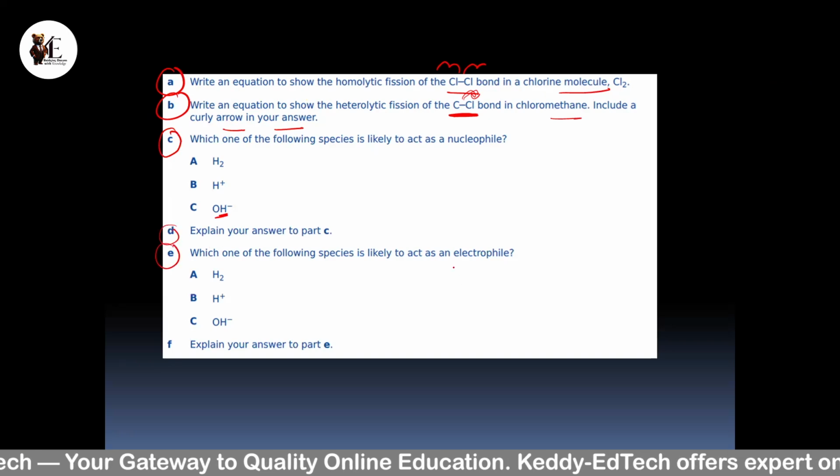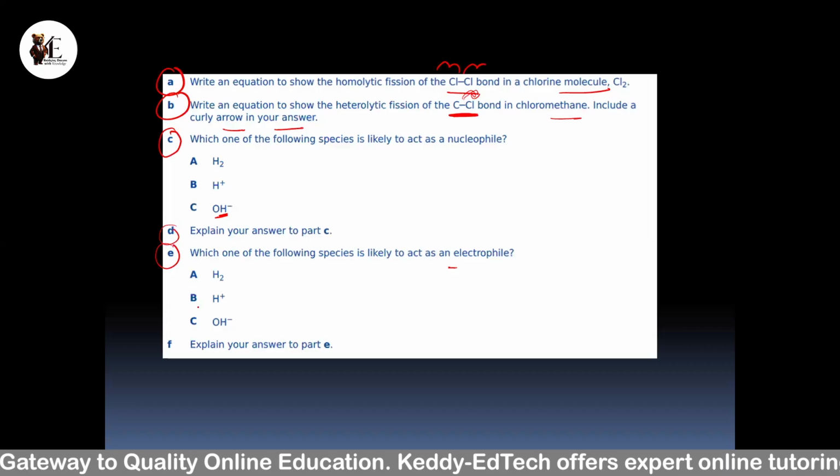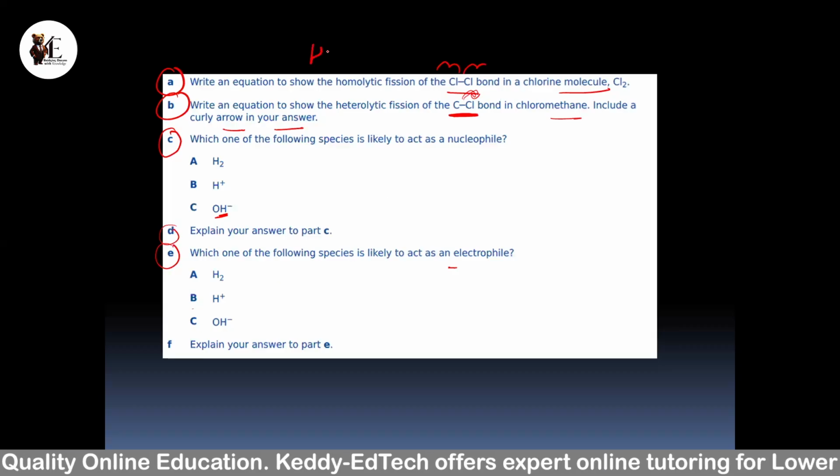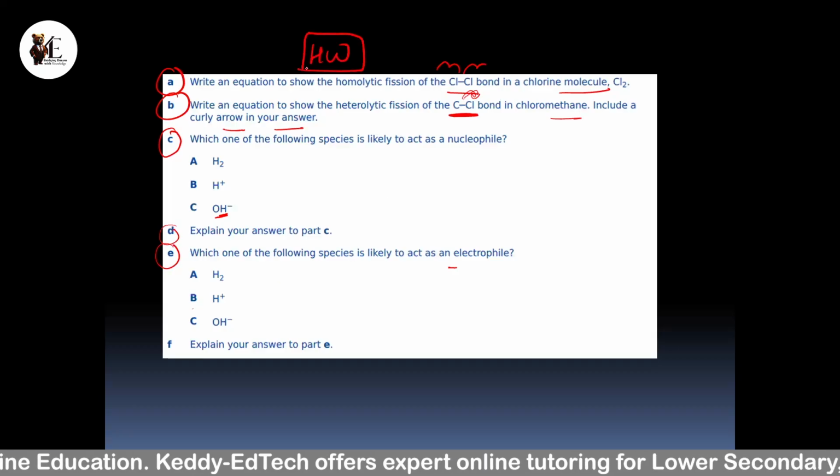Which of the following species is act like an electrophile? Okay, so very easy questions are there. So these are your homework questions. Please practice it.